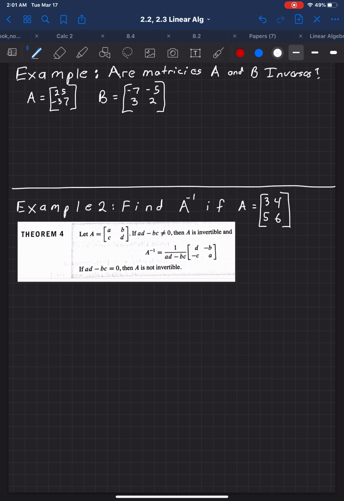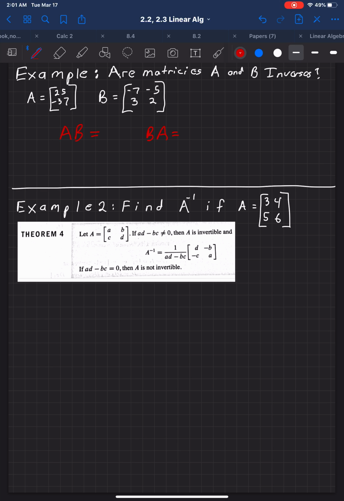We need some how-to. So the following example asks a very simple question. Given these two matrices, A and B, are they inverses? This is a yes or no question. And how would you go about finding the answer? Here's all that's required. You don't actually have to know how to find an inverse to do this. You just have to think about what the result of A times B and B times A would look like.